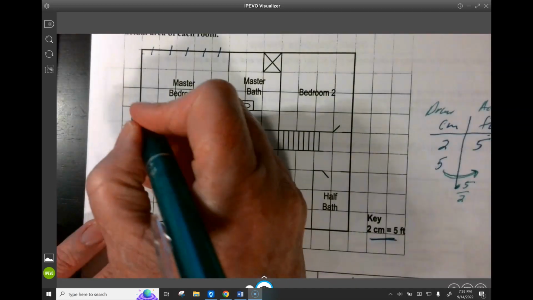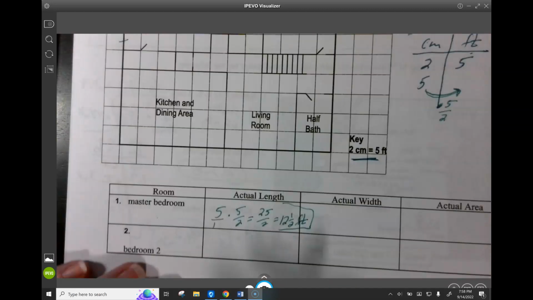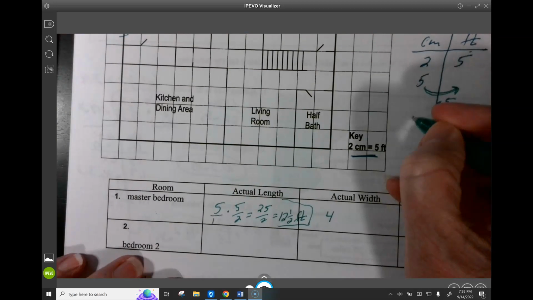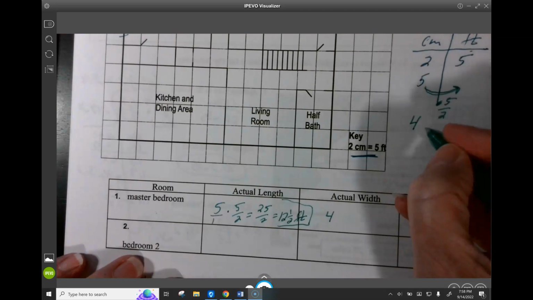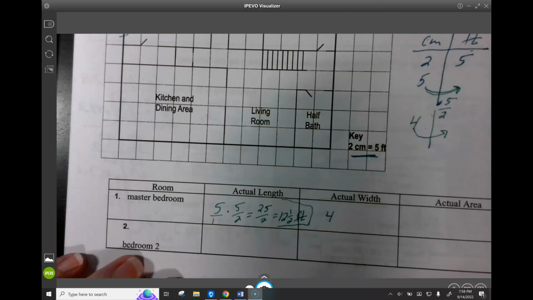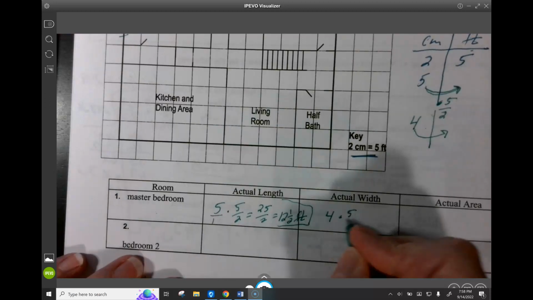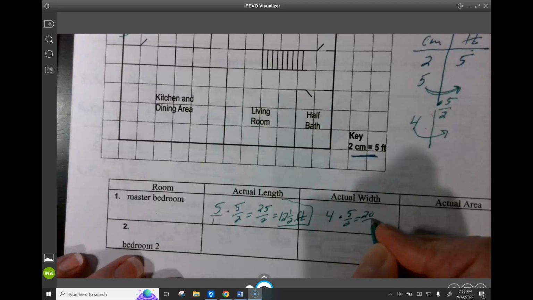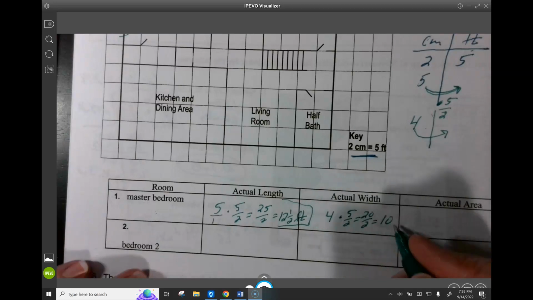Now I'm going to do the same thing with the width. So I have 1, 2, 3, 4. So I'm going to take 4, and again, if you want to put it in your table, I'm going to multiply by this 5 over 2. I'm going to multiply because I'm going this direction. So I get 20 over 2, which is 10 feet.